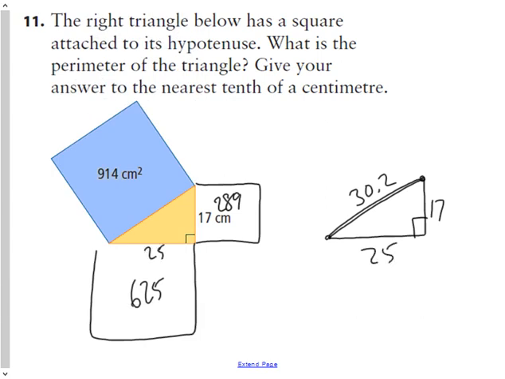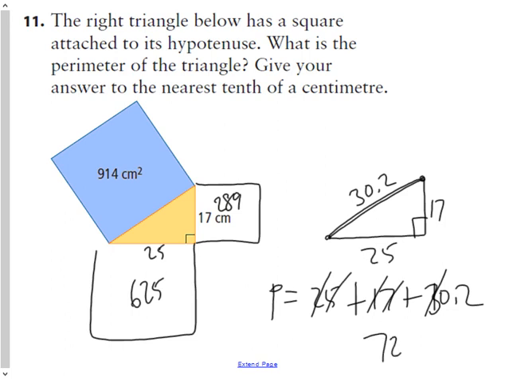So now when I redraw my triangle over here, do I know all 3 side lengths? Yes. And the perimeter will be 25 plus 17 plus 30.2, which is 72.2 centimeters. The perimeter is 72.2.